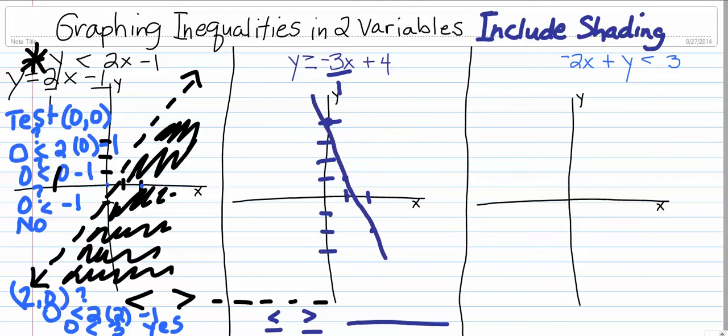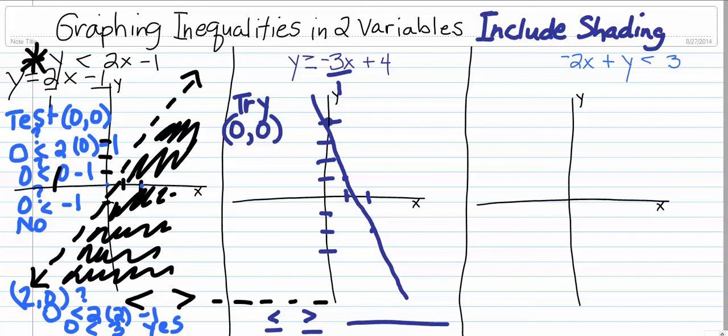Yours will be straighter. Use a straight edge. Now, because I have to include shading, I need to know, should I be shading, let's say, on the left side of this or on the right side of it? Well, one of the surest ways to decide is to try a point. And again, I like to try 0, 0. You cannot always try 0, 0. If 0, 0 happens to lie right on your line, you can't test it.